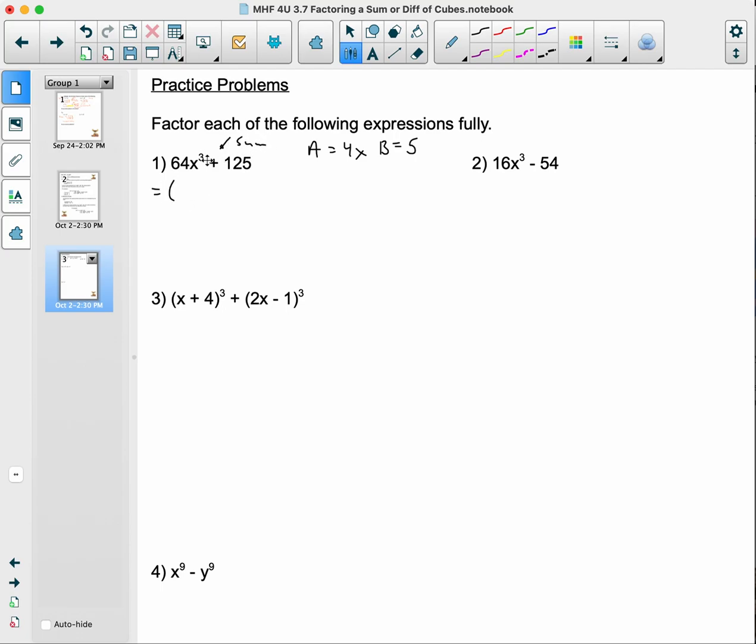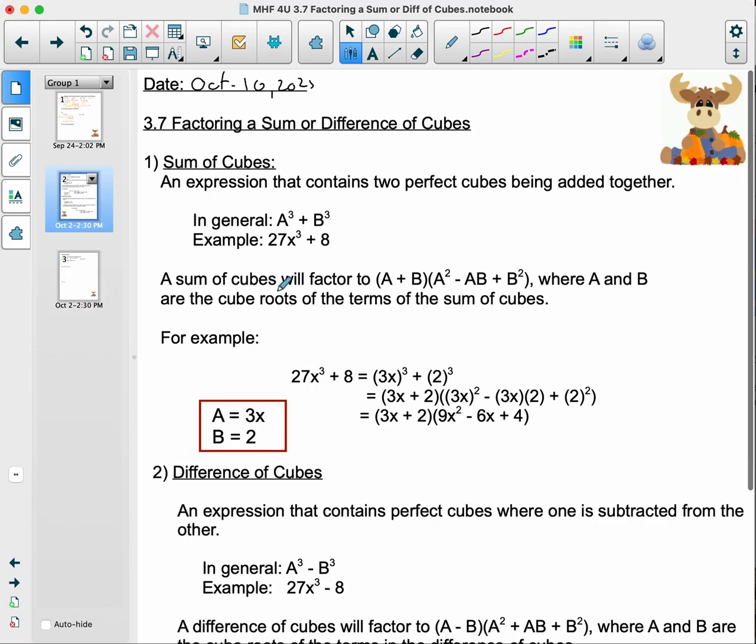And then when you go to factor it, you want 4x plus 5, and then you'd have 16x squared minus 20x plus 25. Okay, and that's just following the pattern from the previous page. Okay, so a plus b, a squared minus ab plus b squared.